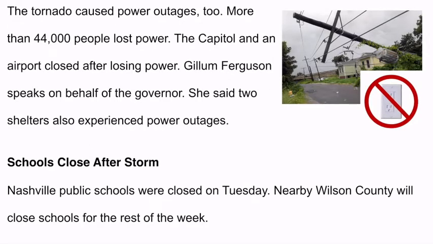The tornado caused power outages too. More than 44,000 people lost power. The Capitol and an airport closed after losing power. Elem Ferguson speaks on behalf of the governor. She said 2 shelters also experienced power outages.